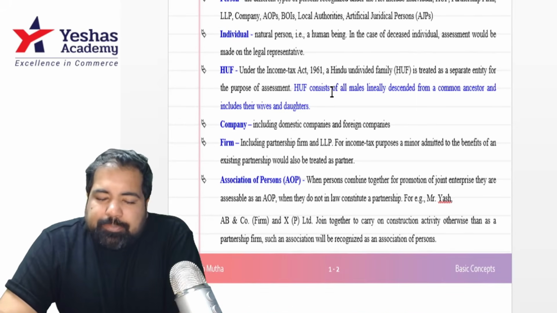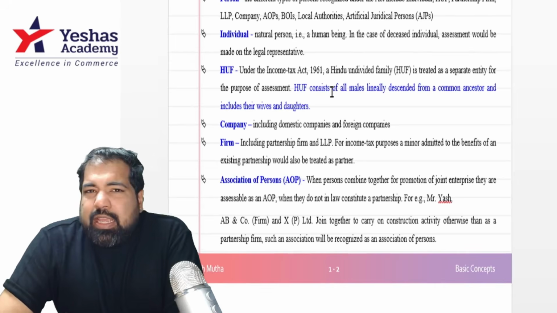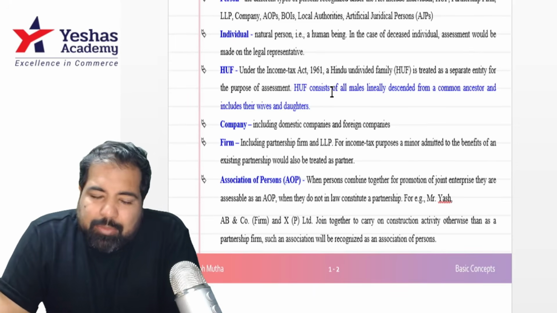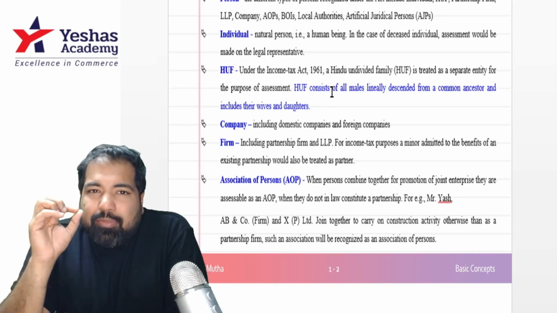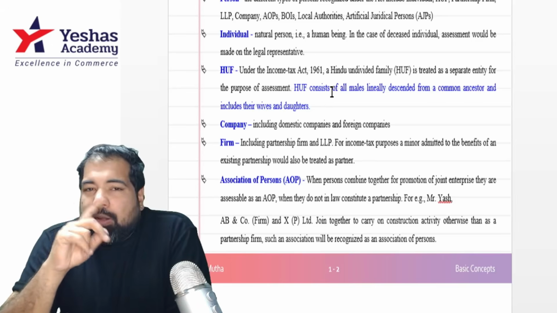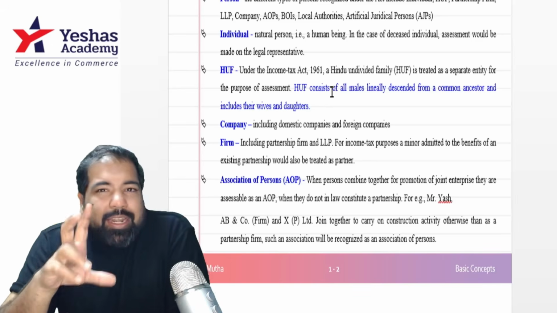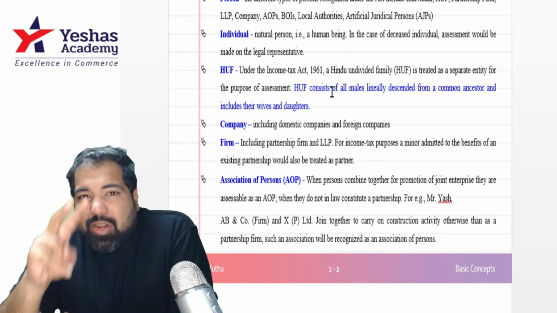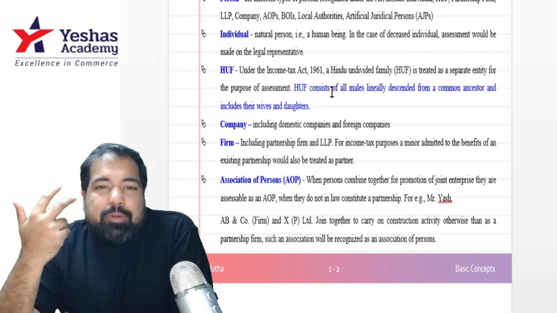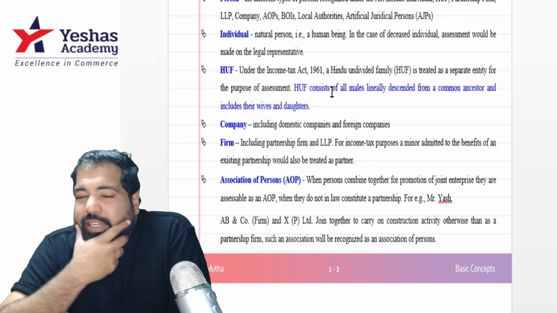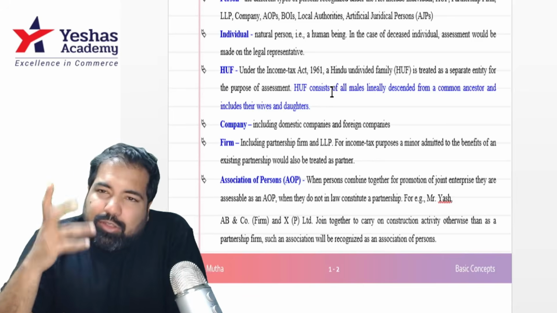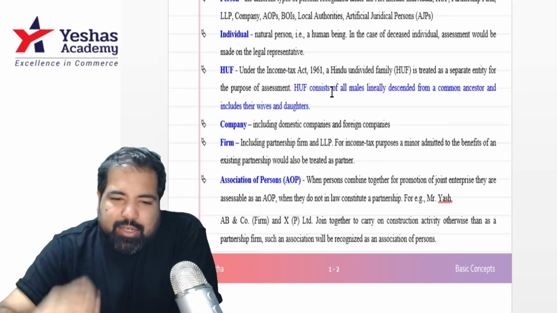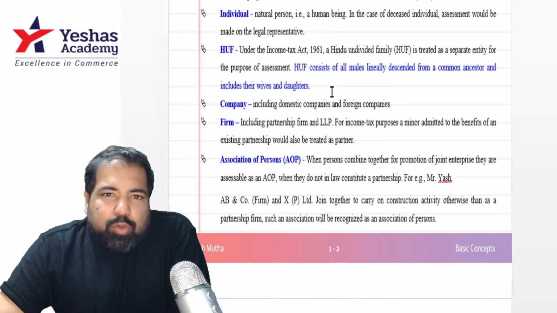Next, person. There are different types of persons: individual, HUF, partnership firm, company, etc. Now let's talk about what comes in the exam. In the exam, the main focus at CA final is on two persons. One is company. So company taxation takes center stage, and next is trust. These investment funds, trusts, etc. take center focus. Individuals, of course, and partnership firms, they can ask you about that also, but mainly it is companies, trusts, etc.